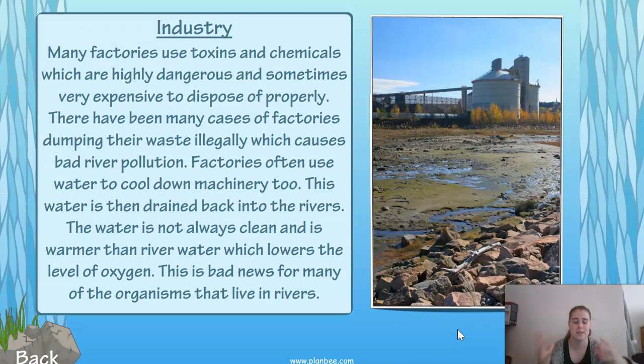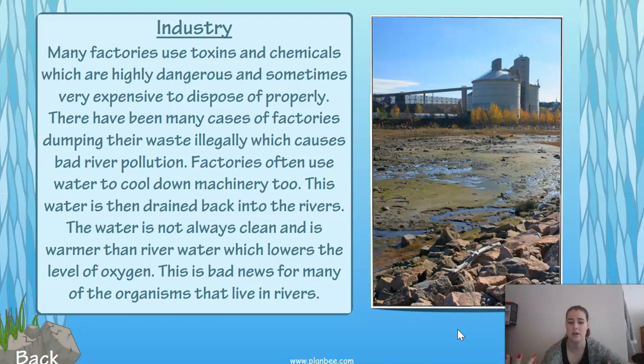So, industry, this is when we're talking about our massive factories that make equipment, make oil, burn all of our greenhouse gases, obviously increasing our global warming and the temperature of our planet. They pump out, I can't even explain how many toxins and chemicals. They are highly, highly dangerous. And anyone that owns any of these factories or chemical plants, there is a legal way for you to get rid of chemicals and toxins.